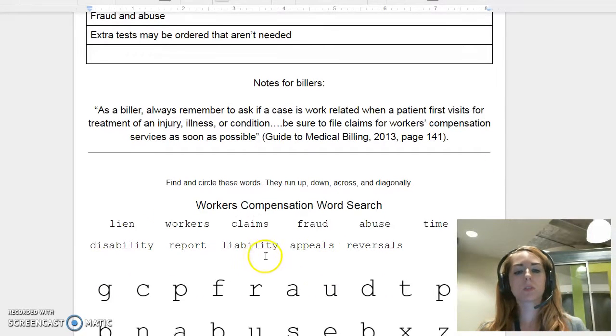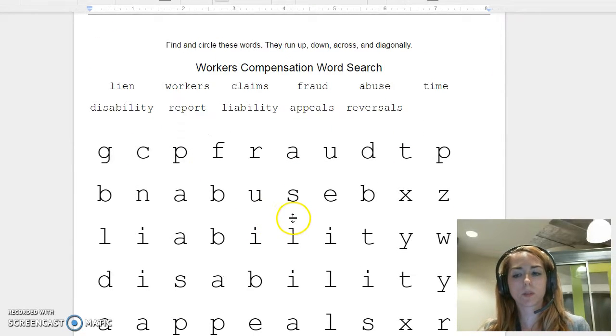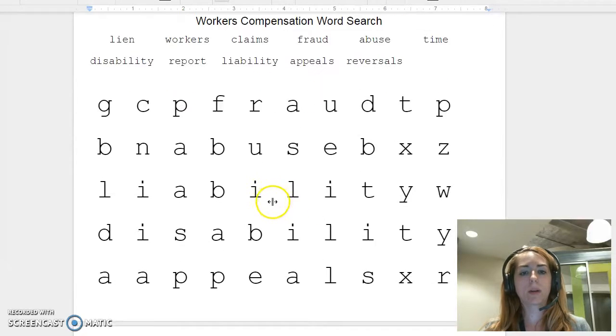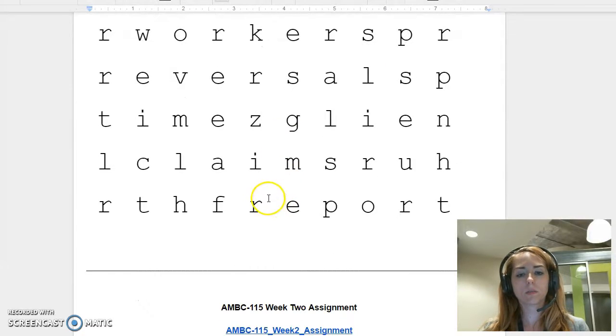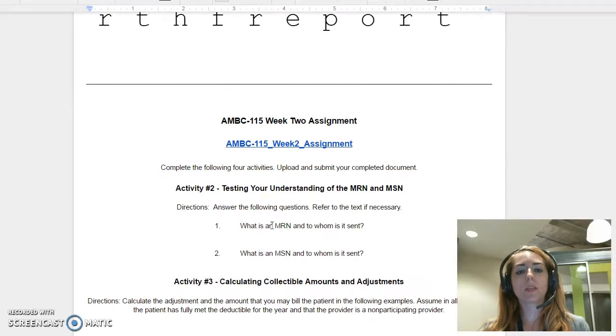And this is another word search puzzle for workers' compensation. The chapter has some of the terms in there. So if you want to go back and do this later, that's awesome. And I'm going to talk a little bit about your week 2 assignment.